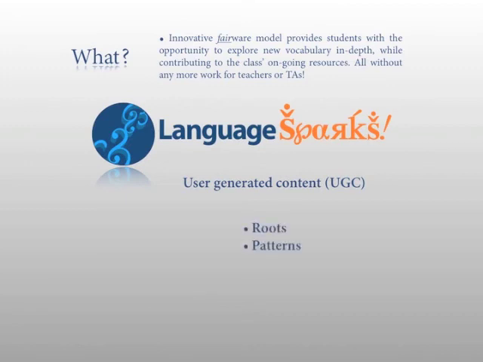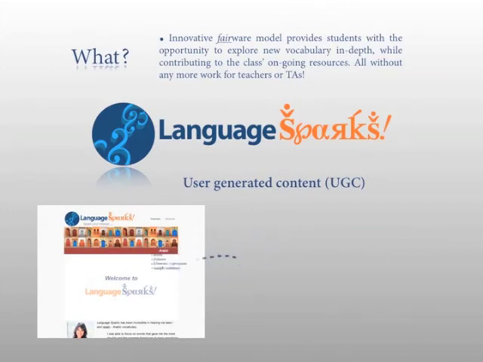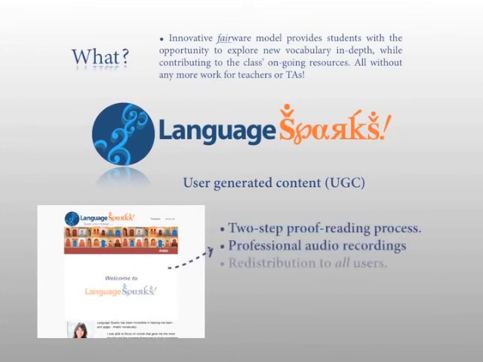In the first application of this new model, when students purchase a Spark, they'll be asked to submit the root, pattern, idiomatic expressions, and 2 to 3 sample sentences for a single word. This information will be input via our website, at which point we'll have it professionally verified in a 2-step process. Collect recordings for the idiomatic expressions and sample sentences, and then feed the result back into the program for all students to benefit.